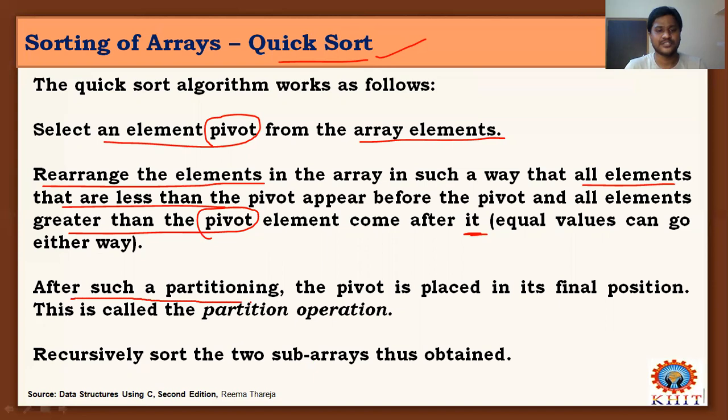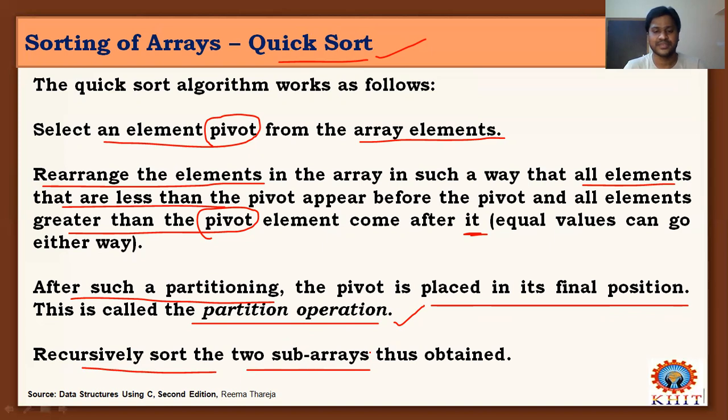And here, after such partitioning of the array, applying the process of quicksort, the pivot is placed in its final position, and this is called the partition operation. After this partition operation, the pivot comes into its particular position in the array. The elements before the pivot position are smaller than the pivot, and the elements after the pivot position are greater than the pivot. And we recursively sort the two subarrays, whatever partition we applied based on the pivot element, and apply the same process to the subarrays, and the elements get arranged in either ascending order or descending order.